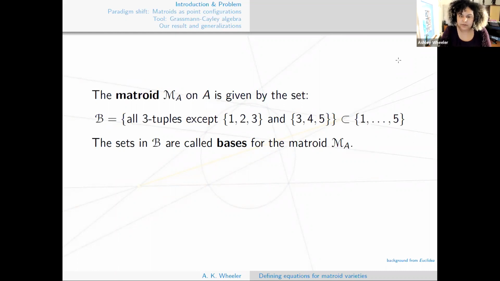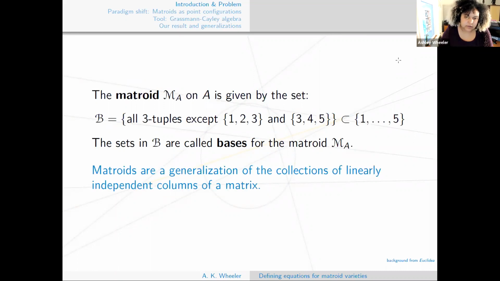There are a lot of different axioms you can give in the definition of a matroid. There's the independence axioms, circuit axioms, which give a definition based on graph theory. And I think there are like 7 other equivalent definitions. But in short, matroids are a generalization of the collections of linearly independent columns of a matrix. So the axioms are set up so that they're satisfied by a matrix.